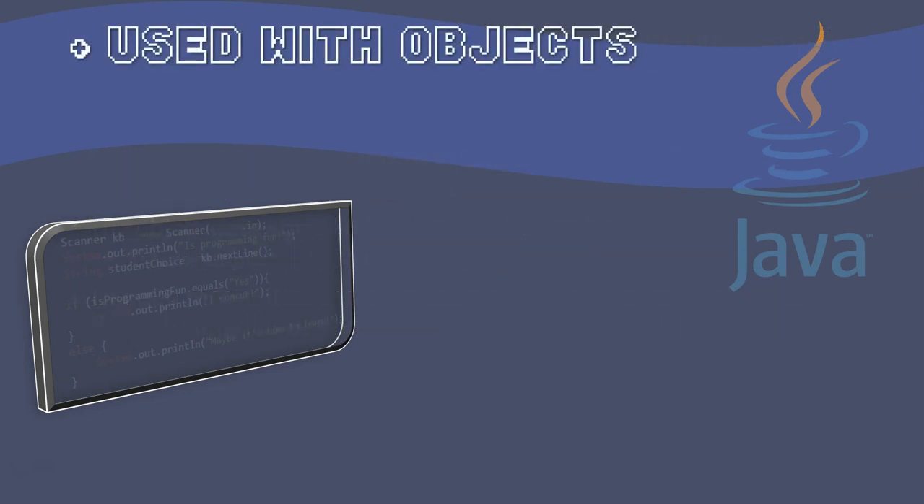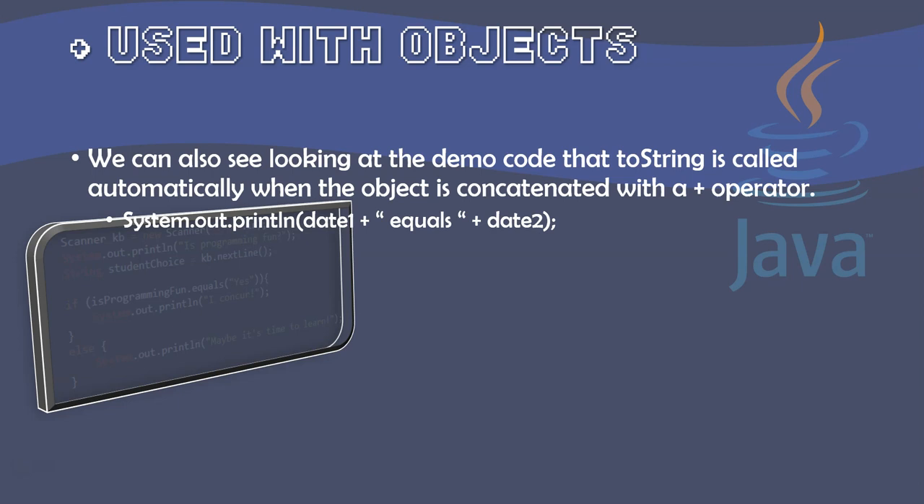Another thing you'll notice is that we have this special rule with the concatenation operator. If we look at any demo code that has a toString that's called automatically, you'll notice that if we want to have any text in there, we have to concatenate it with the plus operator. So for example, this is now a println of date1 plus quote equals quote plus date2. We've already seen this because of how we've worked with strings, so it's nothing new, but this gives you some of the reasoning why.